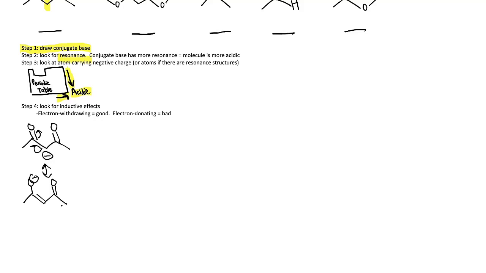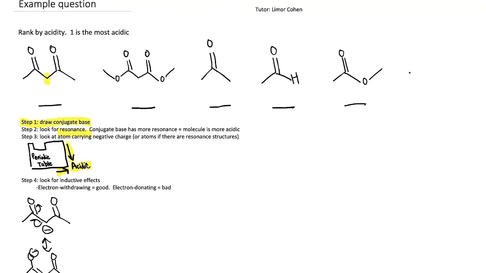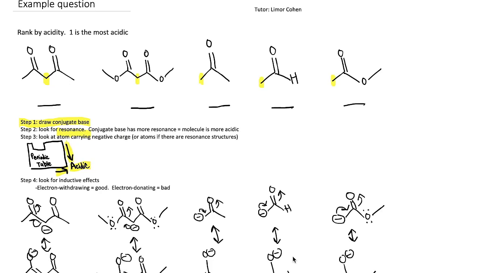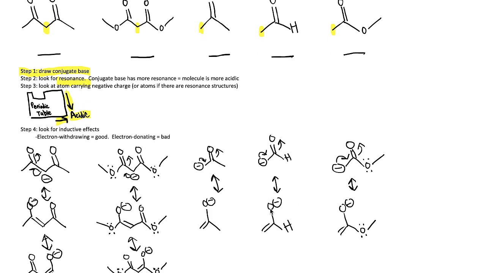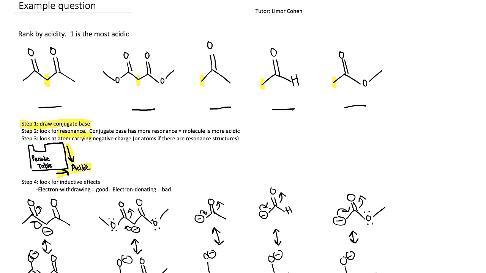So it could resonate to the oxygen on the left, or it could also do the same thing to the oxygen on the right. So I picked the place to deprotonate that had the most resonance. So I'm going to do the same thing for all these other molecules, and then we'll come back to the question. So I've drawn all these molecules' conjugate bases along with their resonance structures.